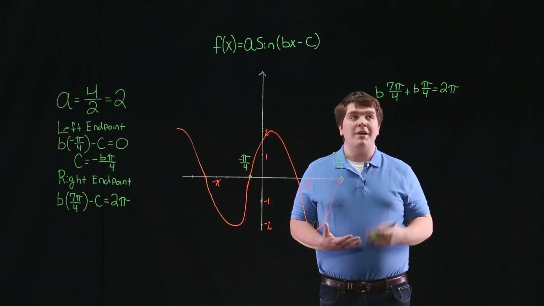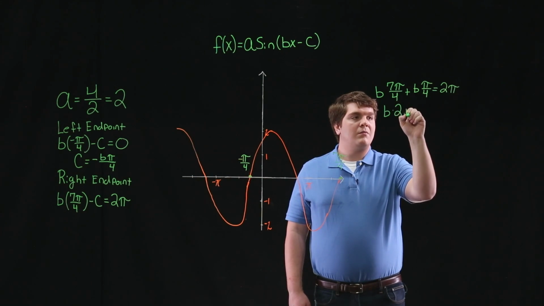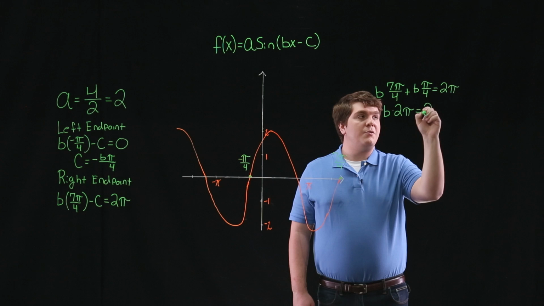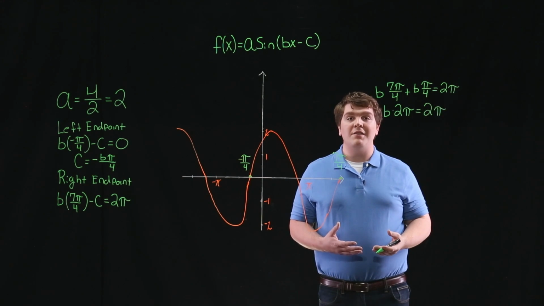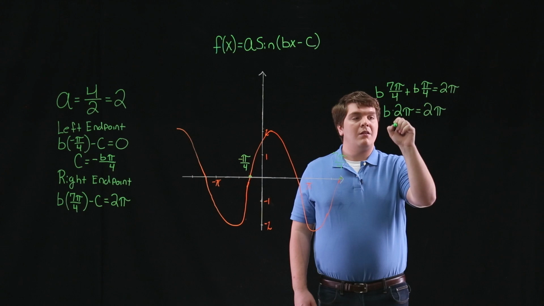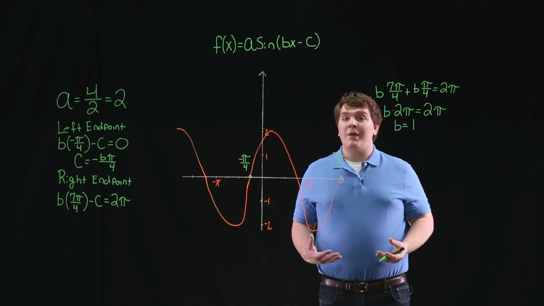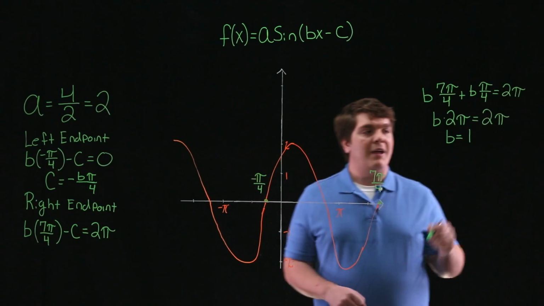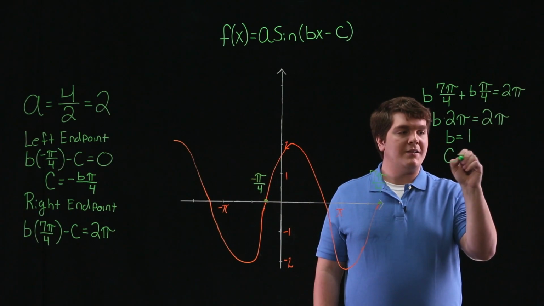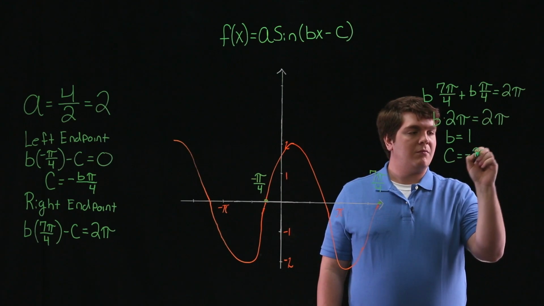The left-hand side of this equation reduces down to b times 2π, and this is equal to 2π. We can solve for b by dividing each side by 2π, leaving us with b is equal to 1. And now that we have b solved for, we can substitute this back in for c, and we obtain c is equal to -π divided by 4.